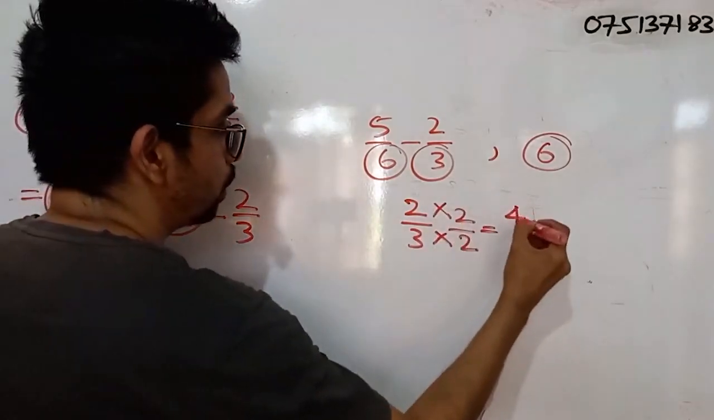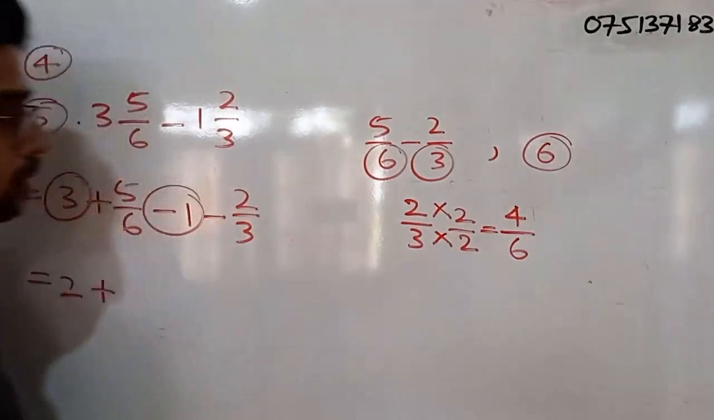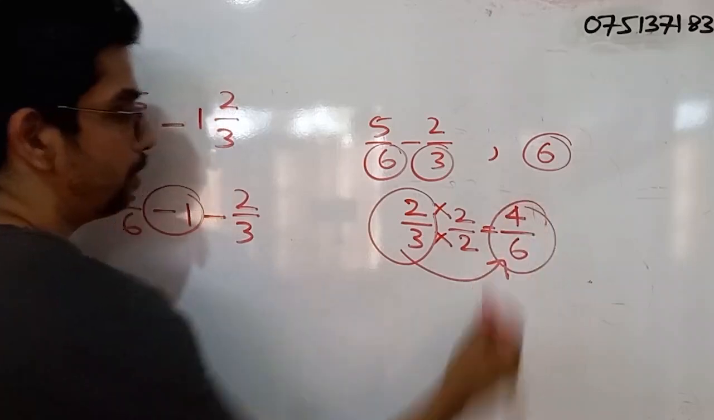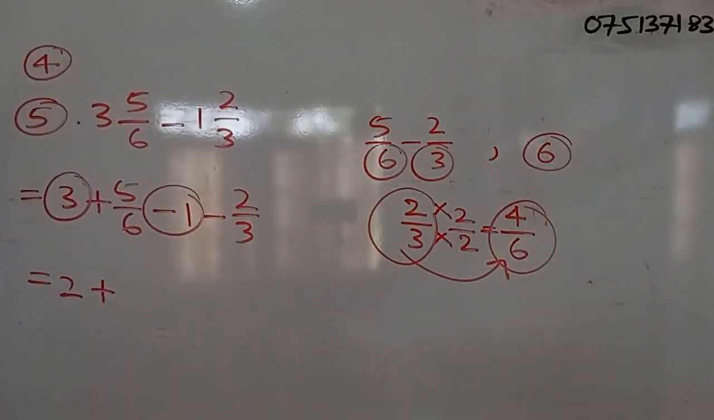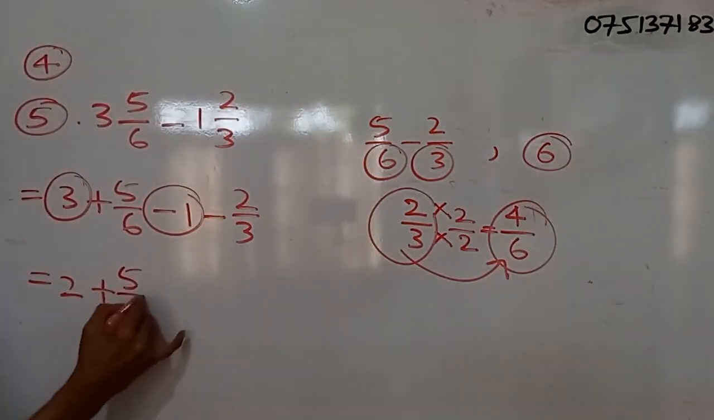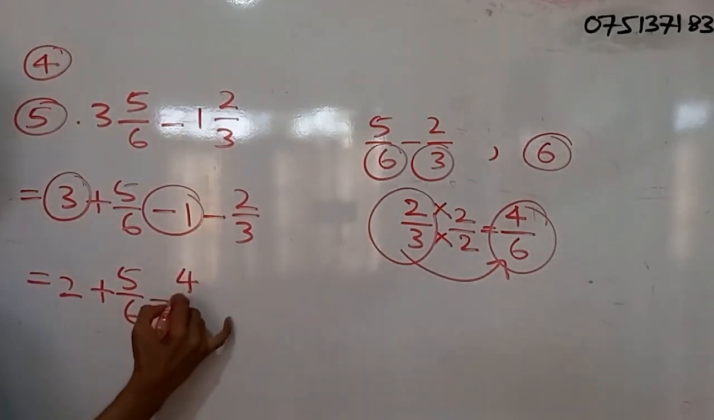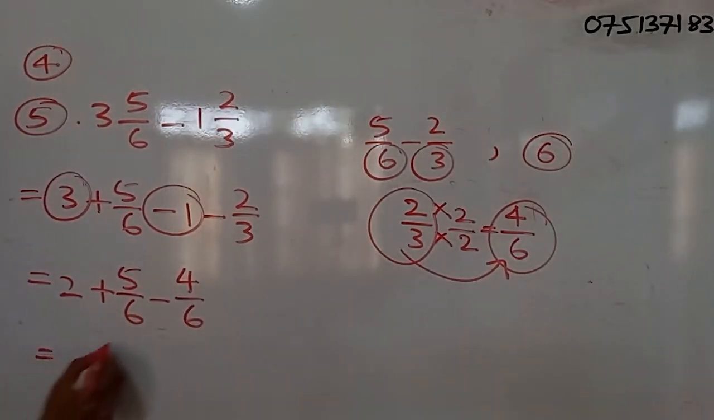2 times 2, we know that is 4. 3 times 2, we know that is 6. Now, 2 by 3 and 4 by 6 are equivalent fractions. Okay? So, 5 by 6 minus 4 by 6. So, when we simplify this part, we get what? 2 and 1 by 6.